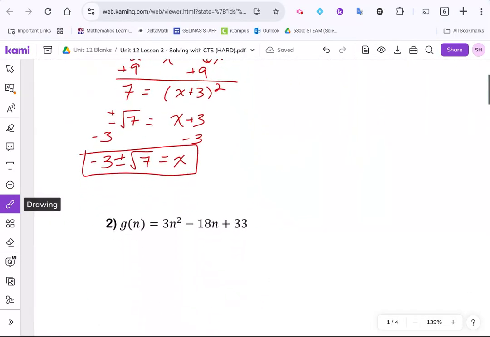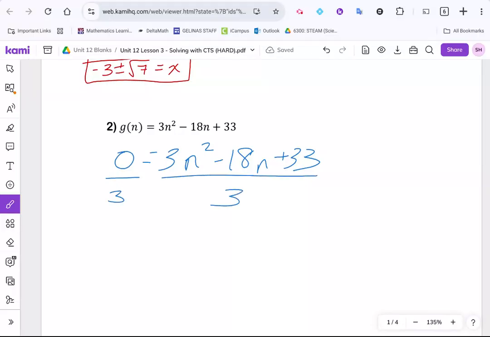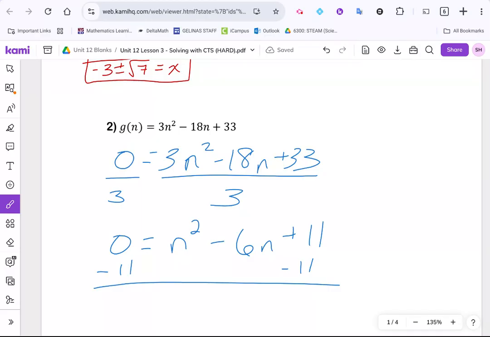If we look at question 2, which is down below, we'll be able to do the same thing again. Set 0 as what my output is, and then I'll go ahead and copy the rest of the problem. In this instance, because the leading term is not a 1, I'd have to divide both sides by 3. Conveniently, everything was a multiple of 3, with n squared minus 6n plus 11. So I'm going to subtract the 11 from both sides, and that's going to give me negative 11 equals n squared minus 6n.